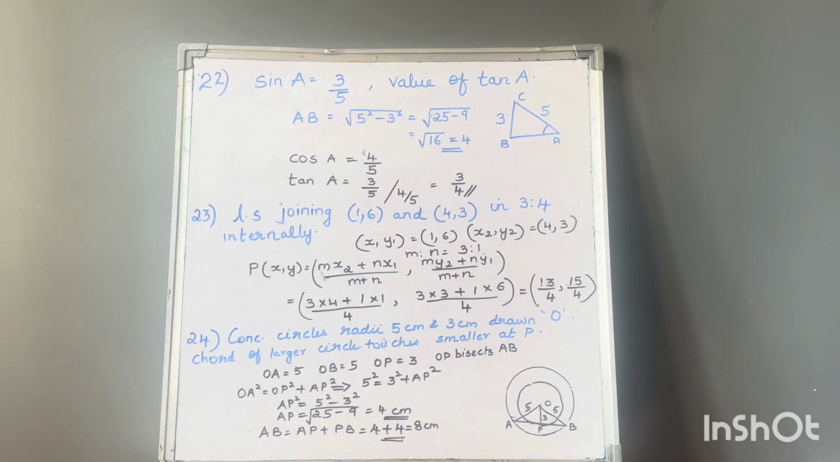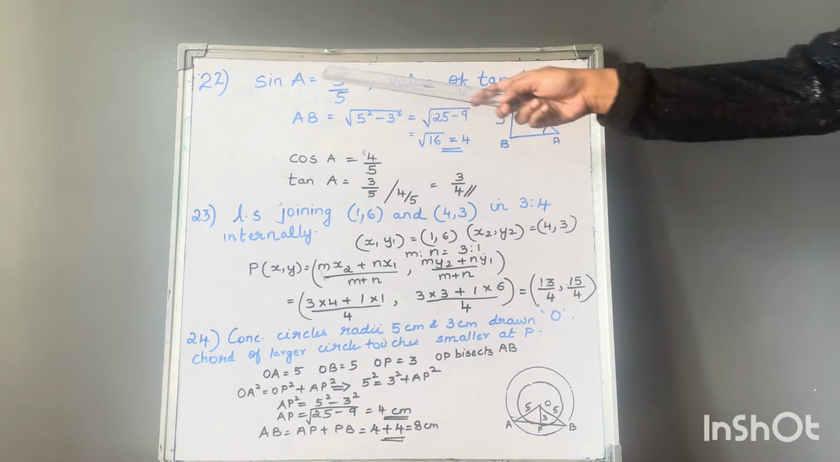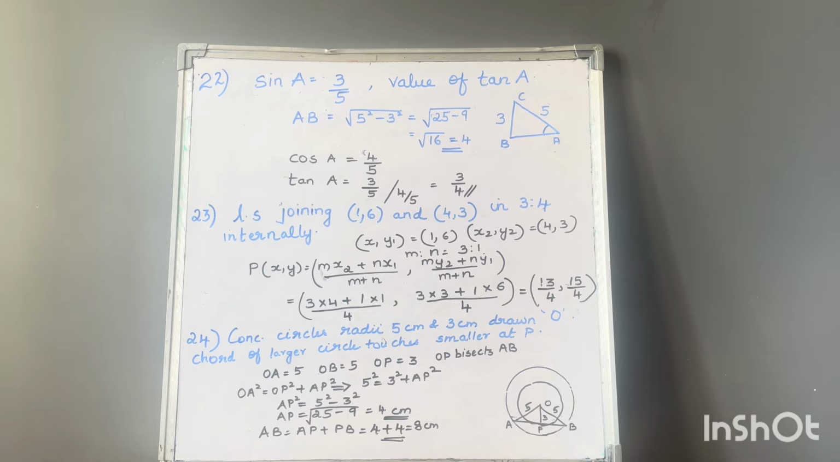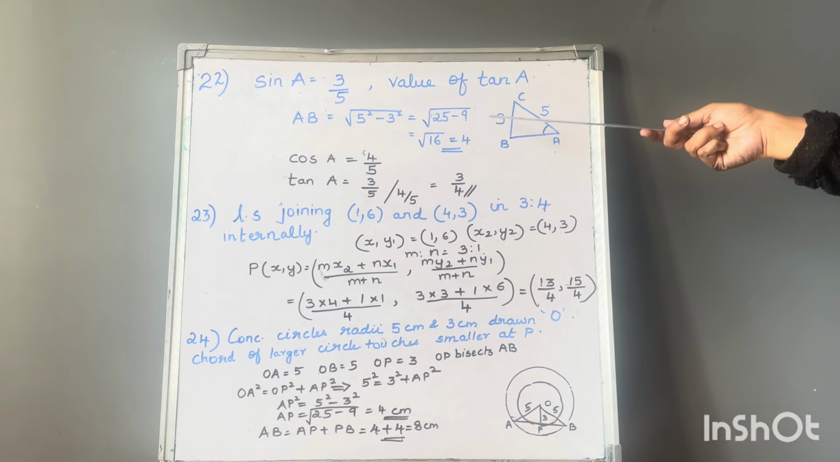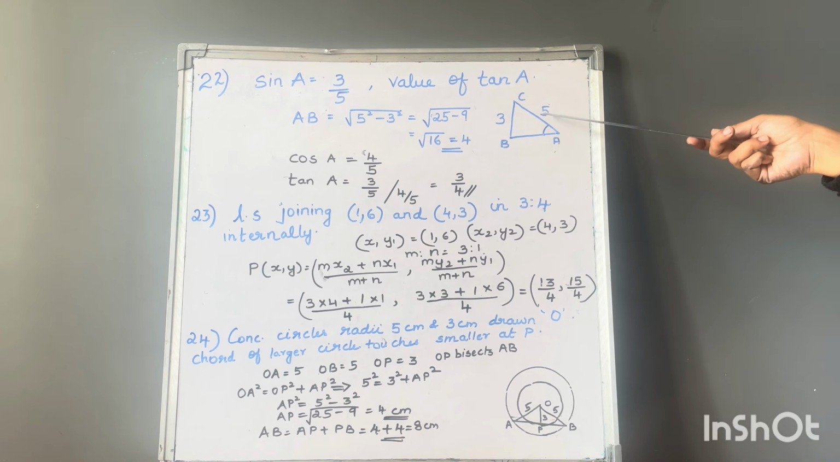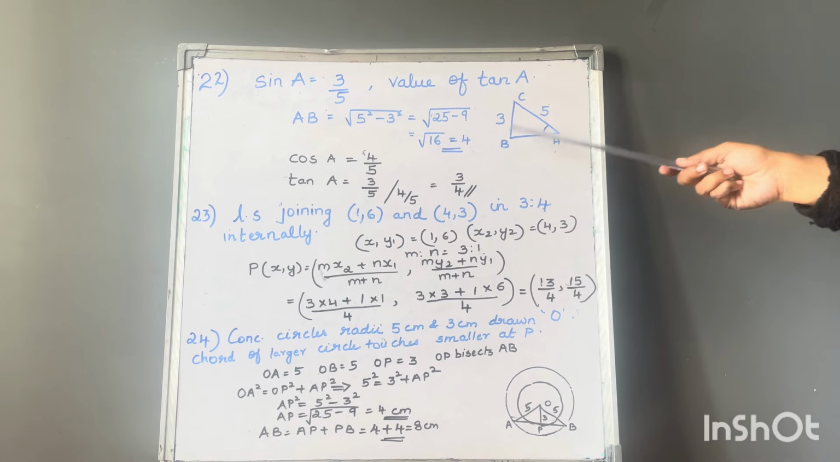We move on to the 22nd question. Sin A is equal to 3 by 5. Find the value of tan A. So sin A, this is from the trigonometry chapter. Trigonometric ratio sin means it's opposite by hypotenuse in a right angle triangle. So you can draw angle A, opposite is 3, hypotenuse is 5. So 3 by 5 is sin A.